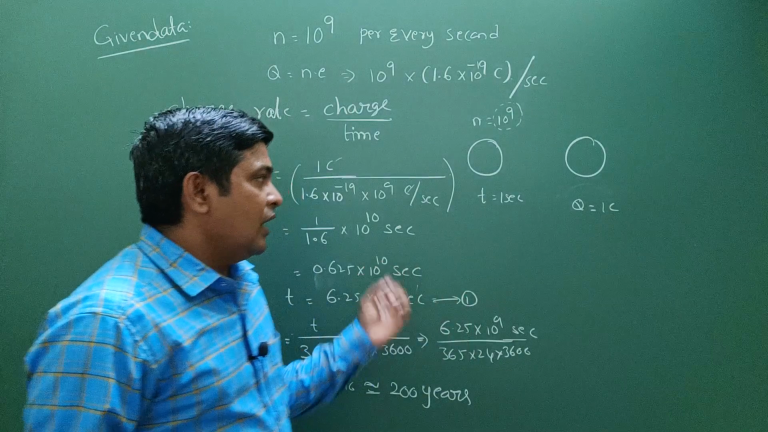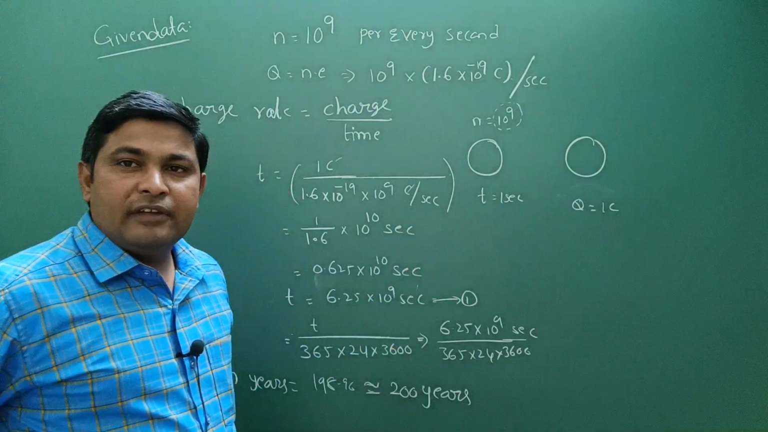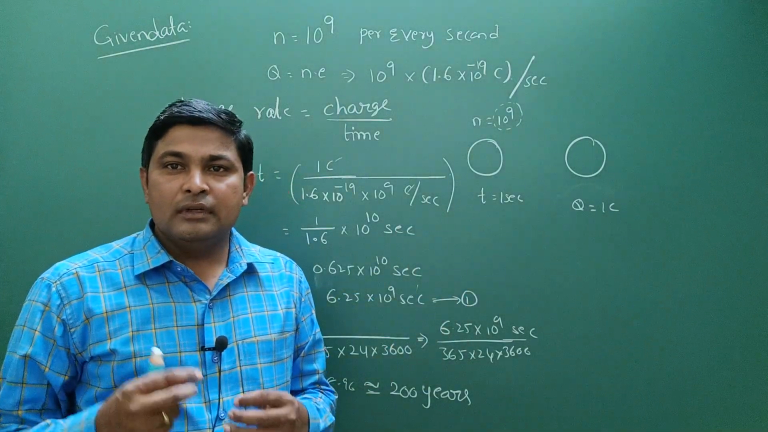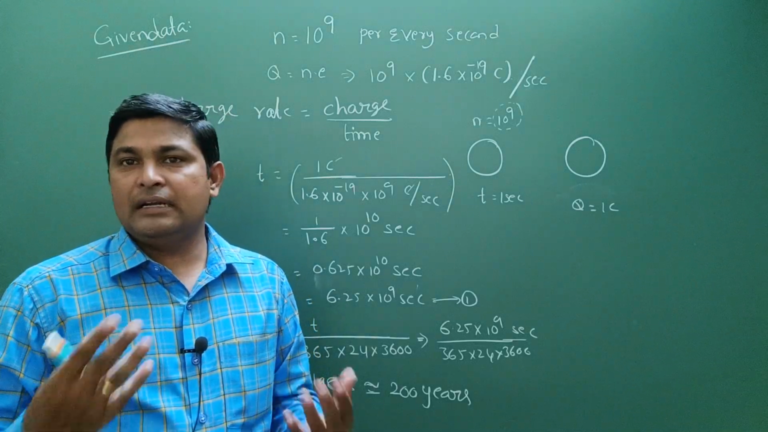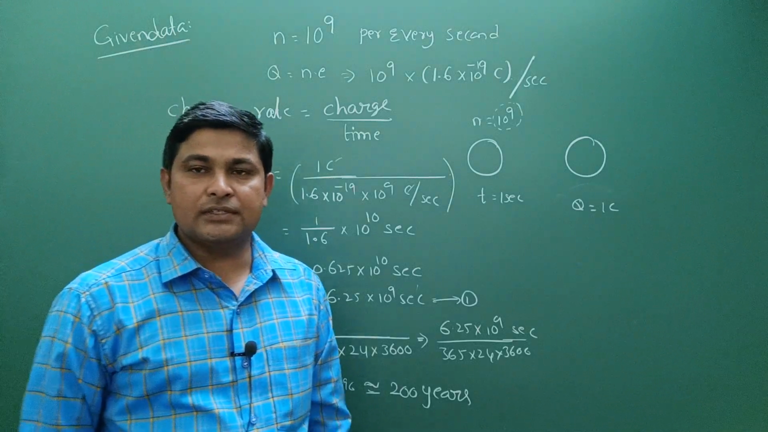That's why the charge of 1 coulomb is a very big unit. That's why microcoulomb, millicoulomb and nanocoulomb quantities are also considered. Thank you.